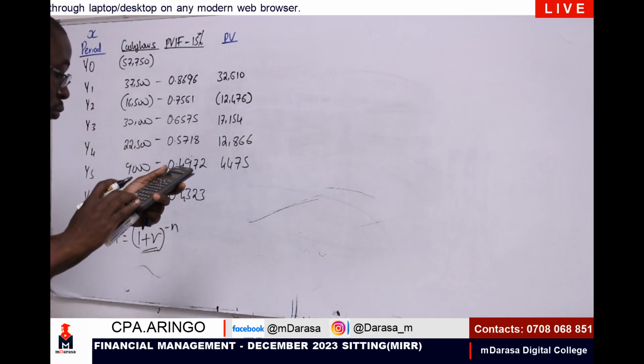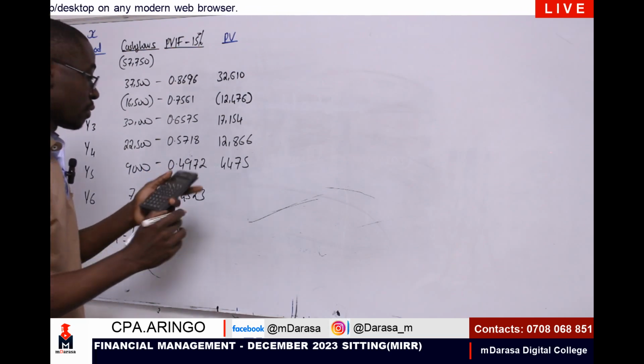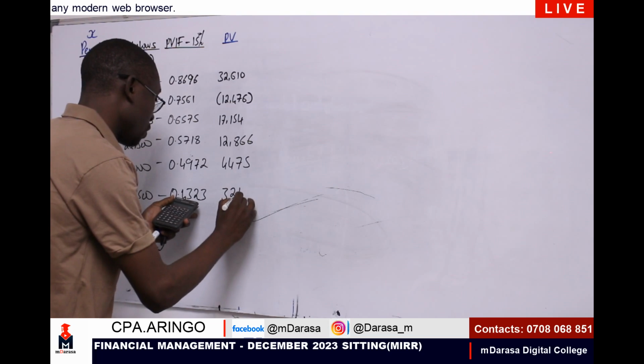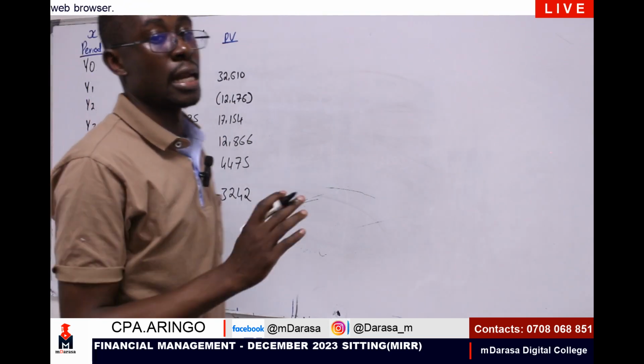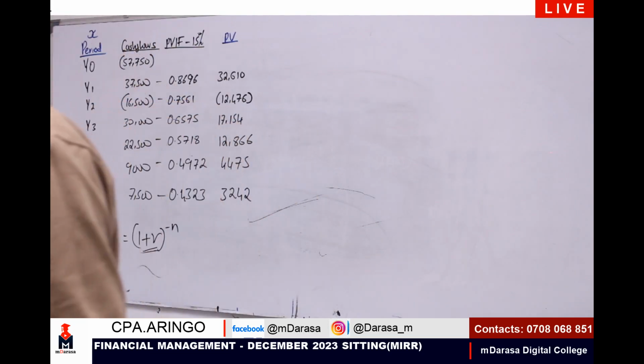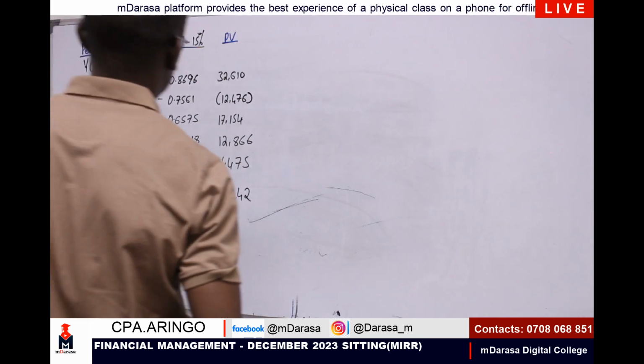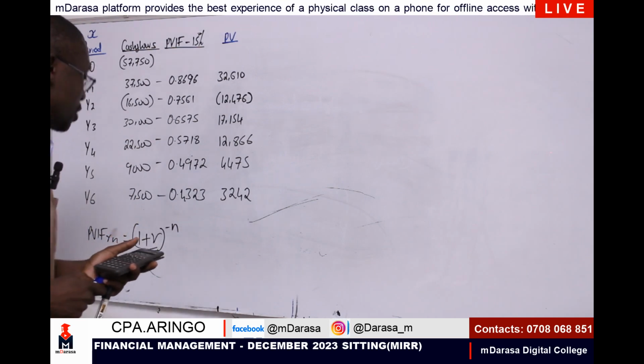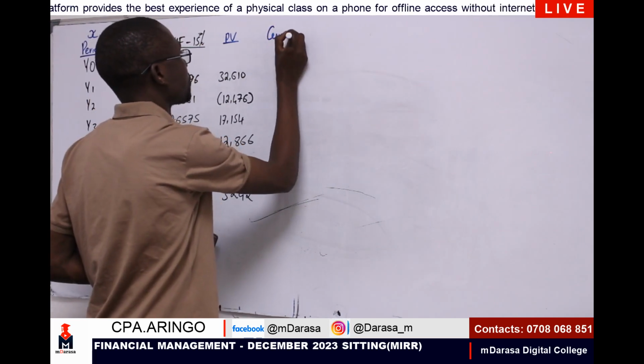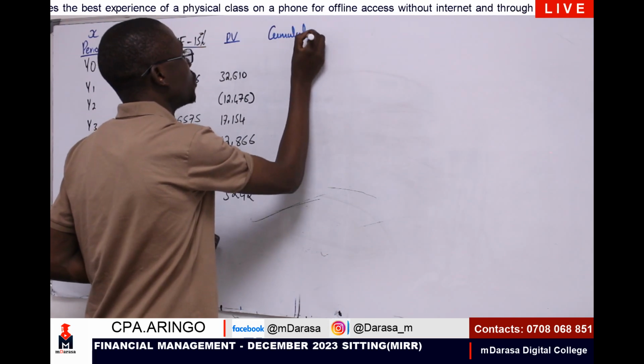7,500 we multiply by 0.4323. This one will literally give us 3242. These are literally our discounted cash flows, and using the discounted cash flows, it will enable us to determine our discounted payback period. So we can agree that I am having here irregular cash flows. So we use the cumulative method here.